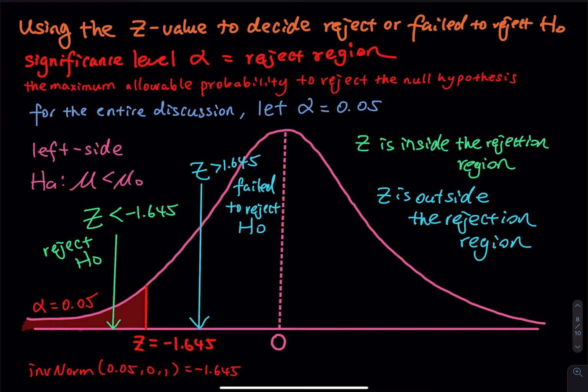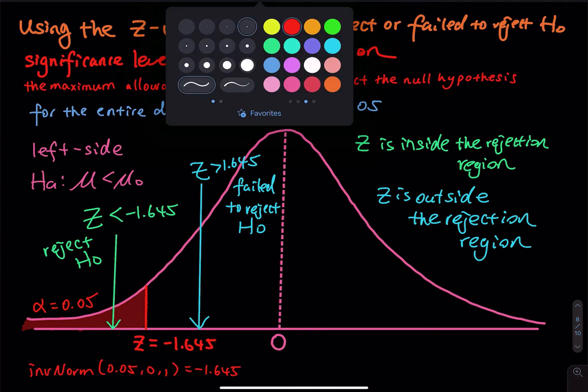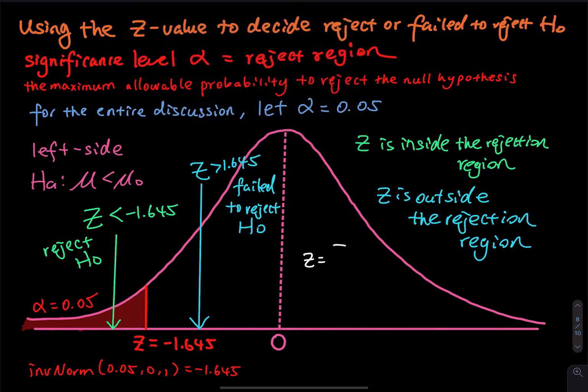In case you don't remember what it is, I better write it out for you. So we are talking about z. Let's use a different color. We are talking about z equals x bar minus mu divided by sigma over square root of n. So you read the problem first, you pick up these four numbers, plug them in, you get a z.